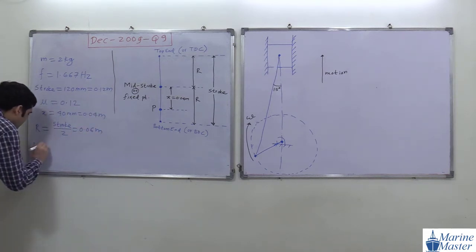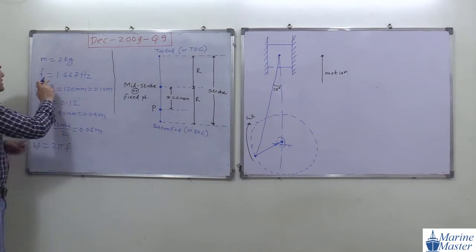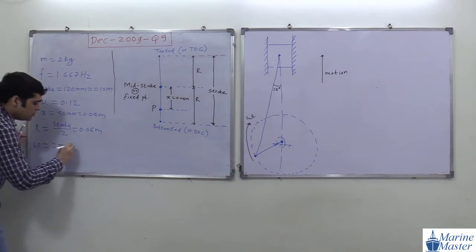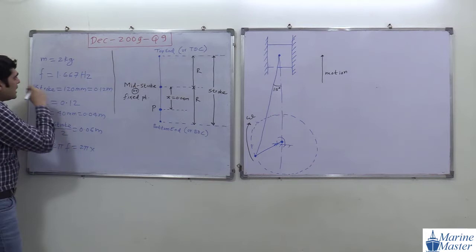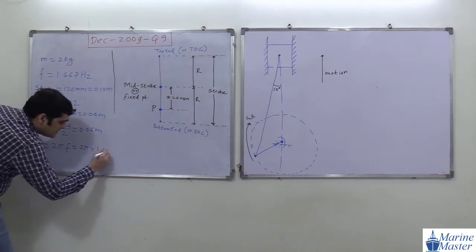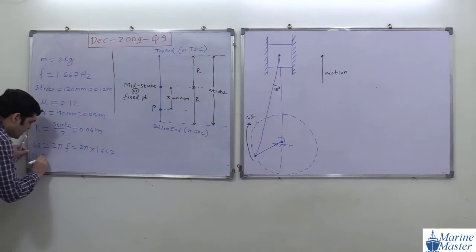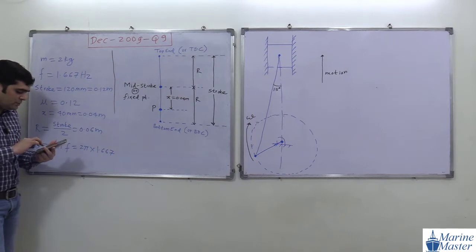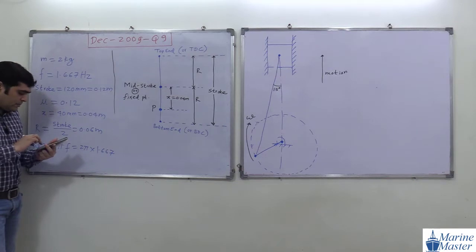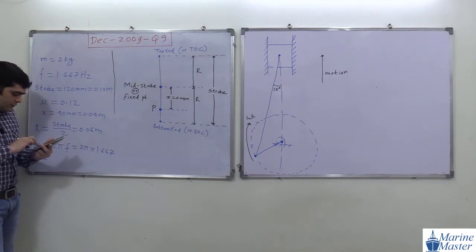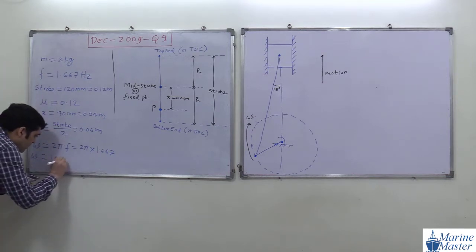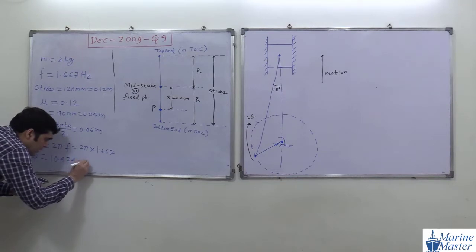Then omega will be equal to 2 pi f. They have given us the frequency, so from frequency we can calculate omega. So 2 pi, and the value of f is 1.667. Everyone, please try to do the calculation with me. 2 pi into 1.667. How much value are we getting? 10.474 radian per second.